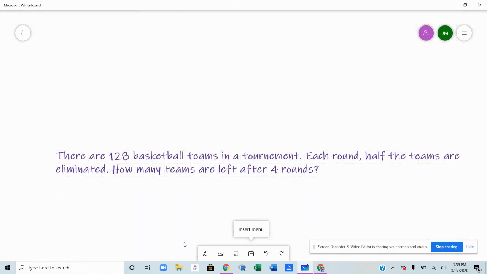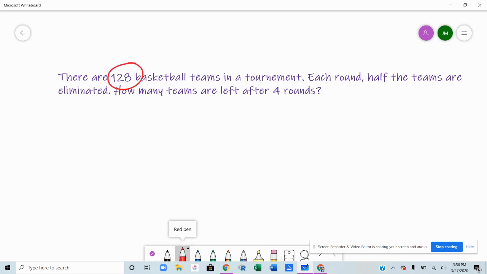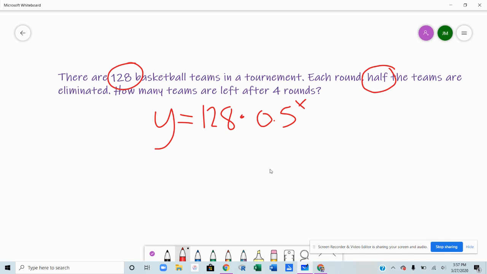All right, next example. There are 128 basketball teams in a tournament. Each round, half of the teams are eliminated. How many teams are left after 4 rounds? So we want to make sure we know originally how many are we starting with and what is our changing rate. So y equals your starting amount times your changing rate, which is half. So you can either put the fraction 1/2 or the decimal 0.5, doesn't matter, to the power of X. There's your equation. Then we're going to answer the question, how many teams are left after 4 rounds?